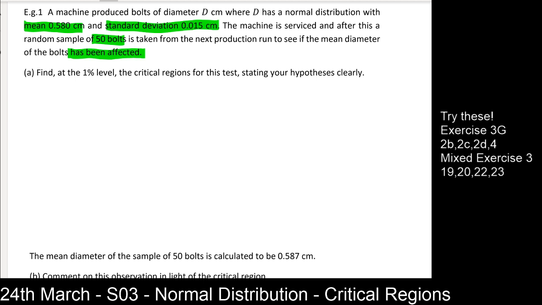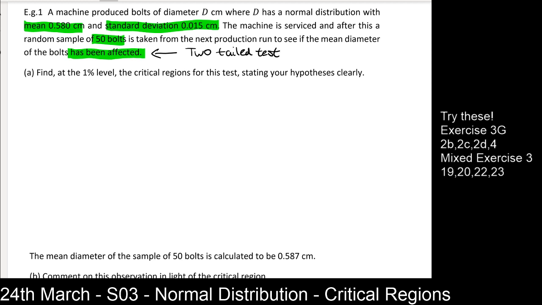Now, when it says "has been affected", this is really important. This tells us this is a two-tailed test, because we're looking at the change in either direction. If it was a one-tailed test, we only look at the mean being greater than what it stated or less than what it stated. If it's a two-tailed test, we are going to reject H0 if there's significant change in either direction.